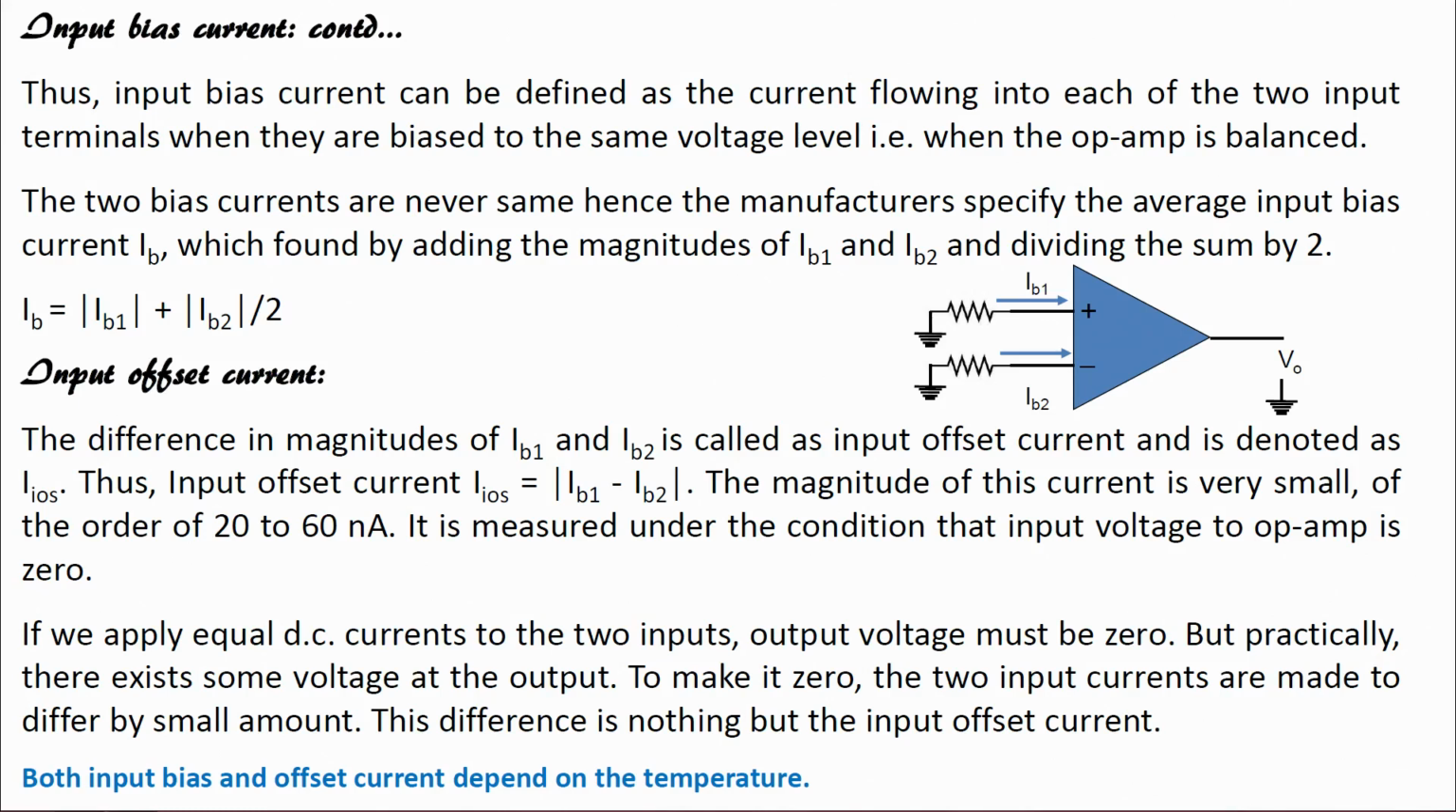One very important point that you have to remember here is that both input bias and offset current depend on the temperature. If you change the temperature, you will find that the input bias and offset current also change.